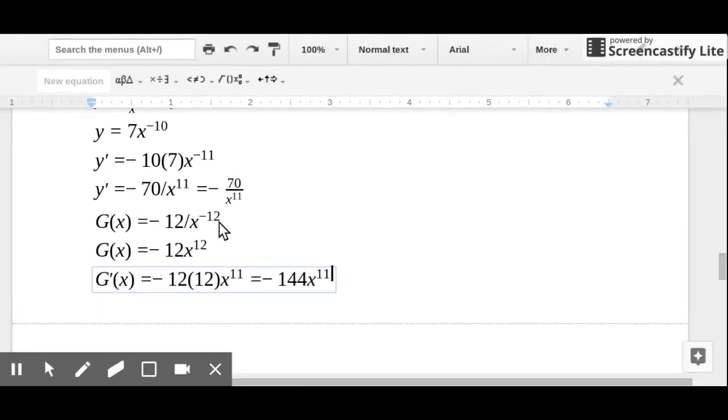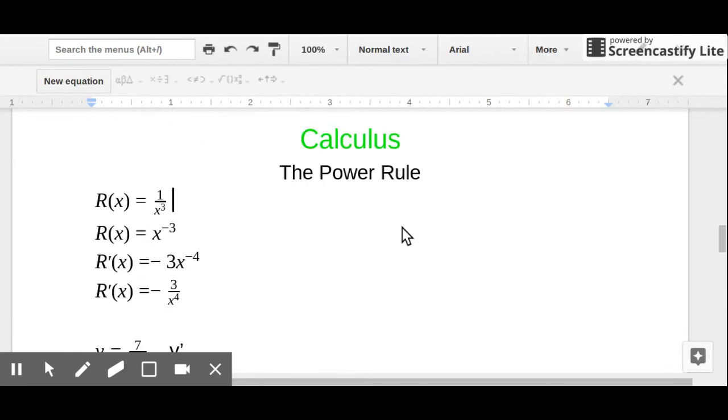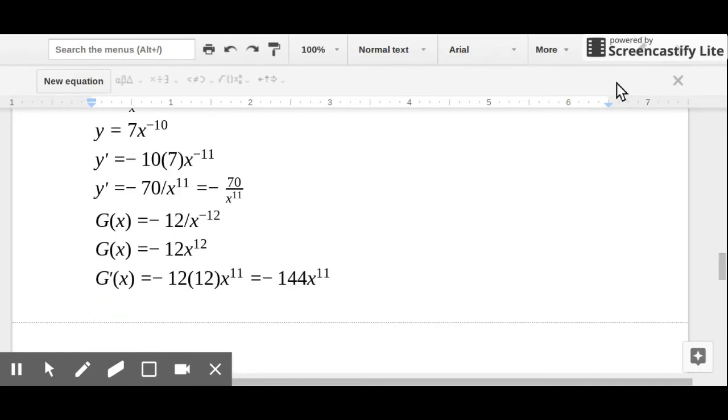Okay. So we took this up into the numerator. So we ended up with negative 12 times x to the 12th. Take the 12, bring it out front. 12 times 12 is 144, I believe. And then subtracting 1 from the exponent gave us 11. Okay, I think we'll end that right there. And I think we'll work a little bit more complicated ones coming up.